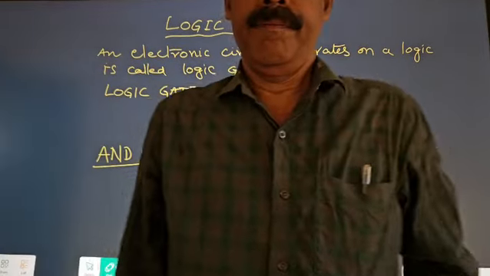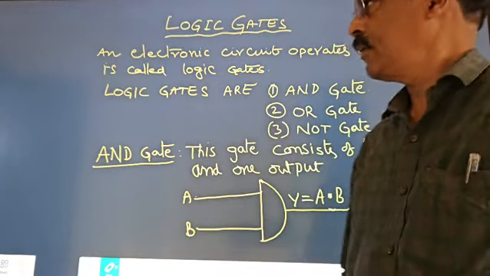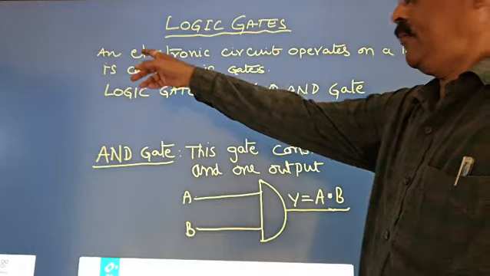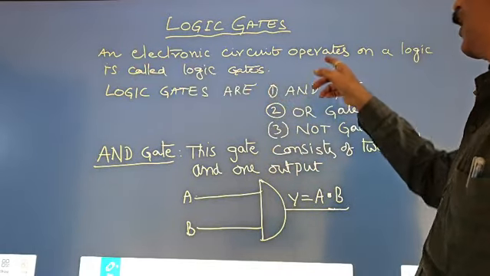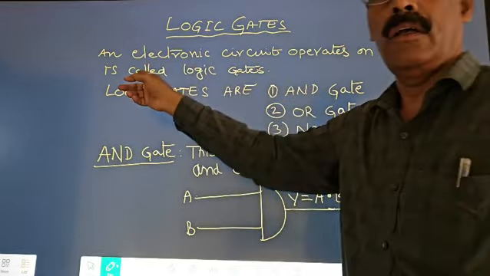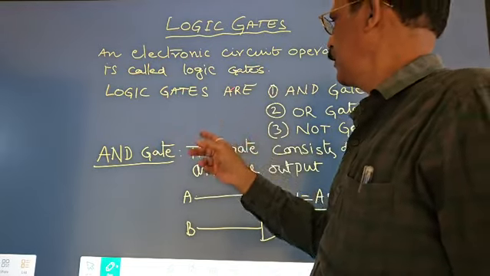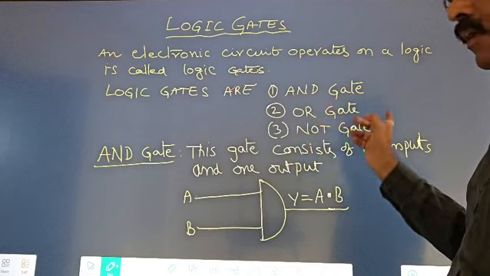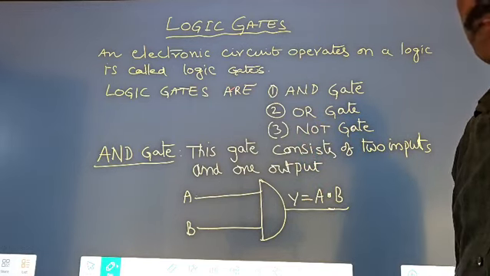Hi everybody, today I want to explain about the logic gates. An electronic circuit that operates on logic is called a logic gate. The basic logic gates are the AND gate, OR gate and NOT gate.